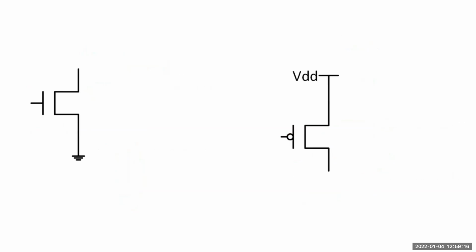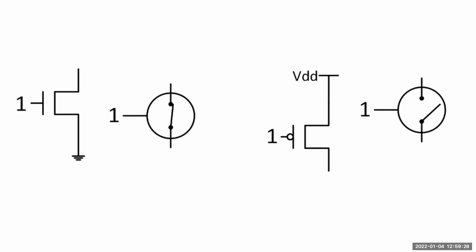And so how do we actually make these work, and what do these actually do? Basically, a transistor is an electrically controlled switch. If we put a 1 in, or a high voltage, the NMOS becomes a closed circuit, whereas the PMOS becomes an open circuit.